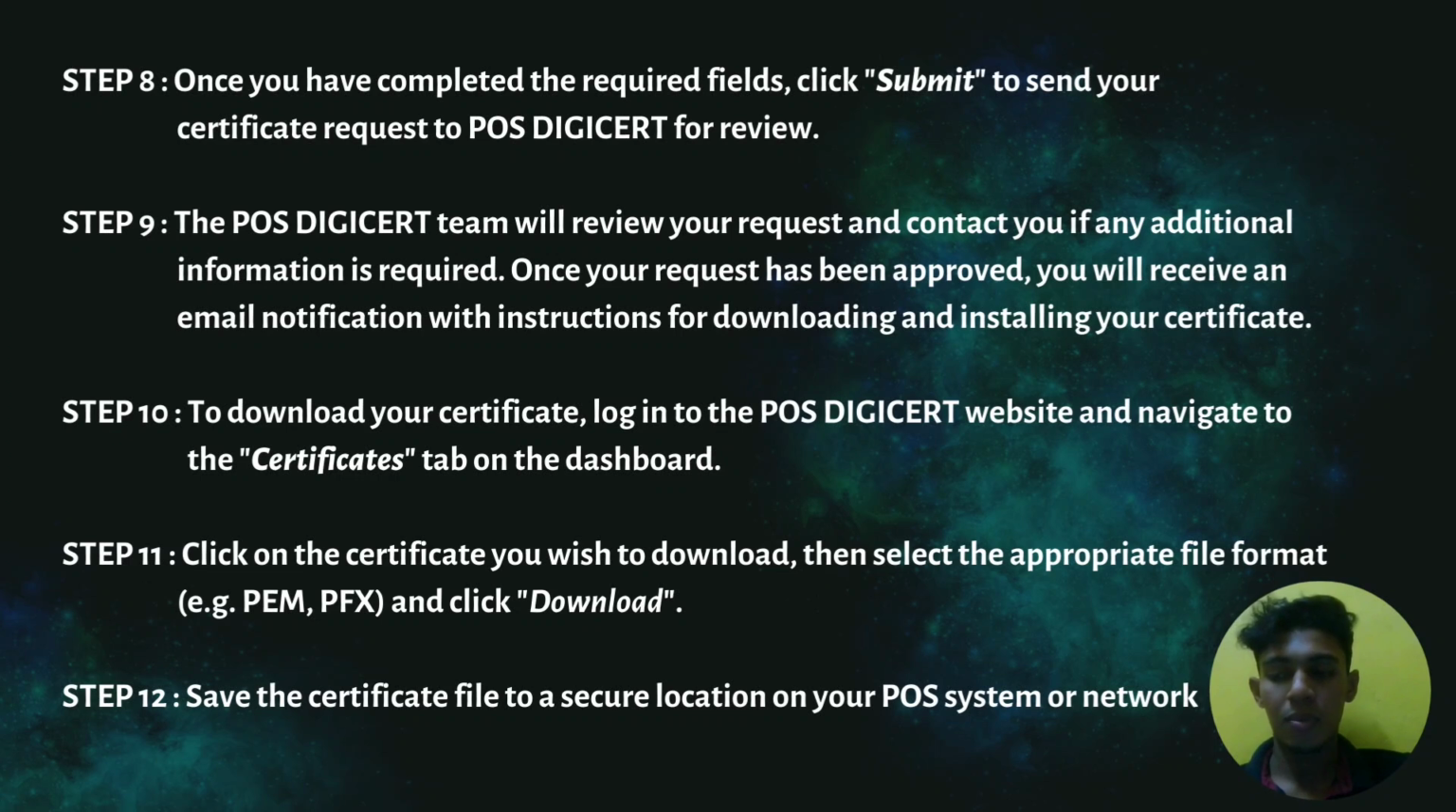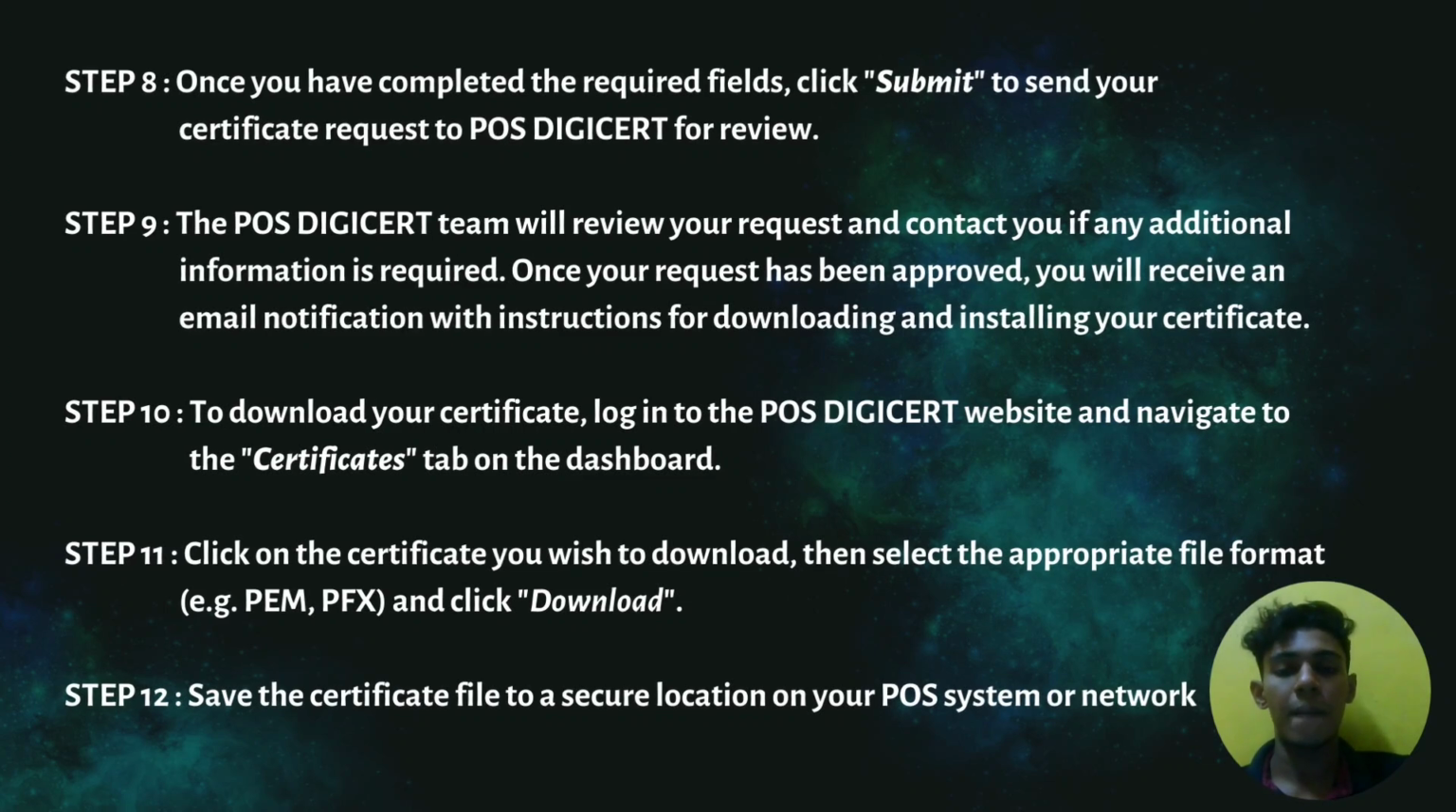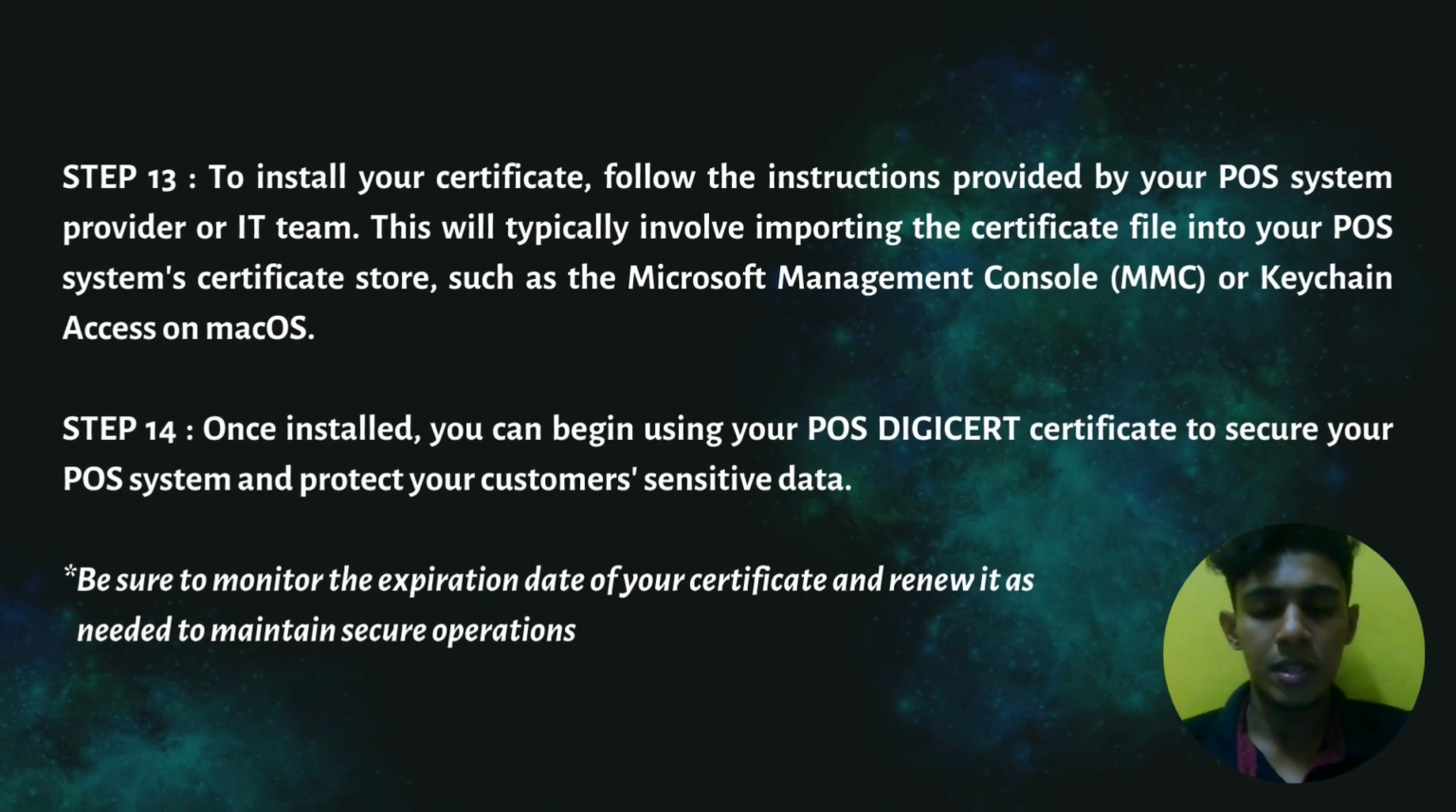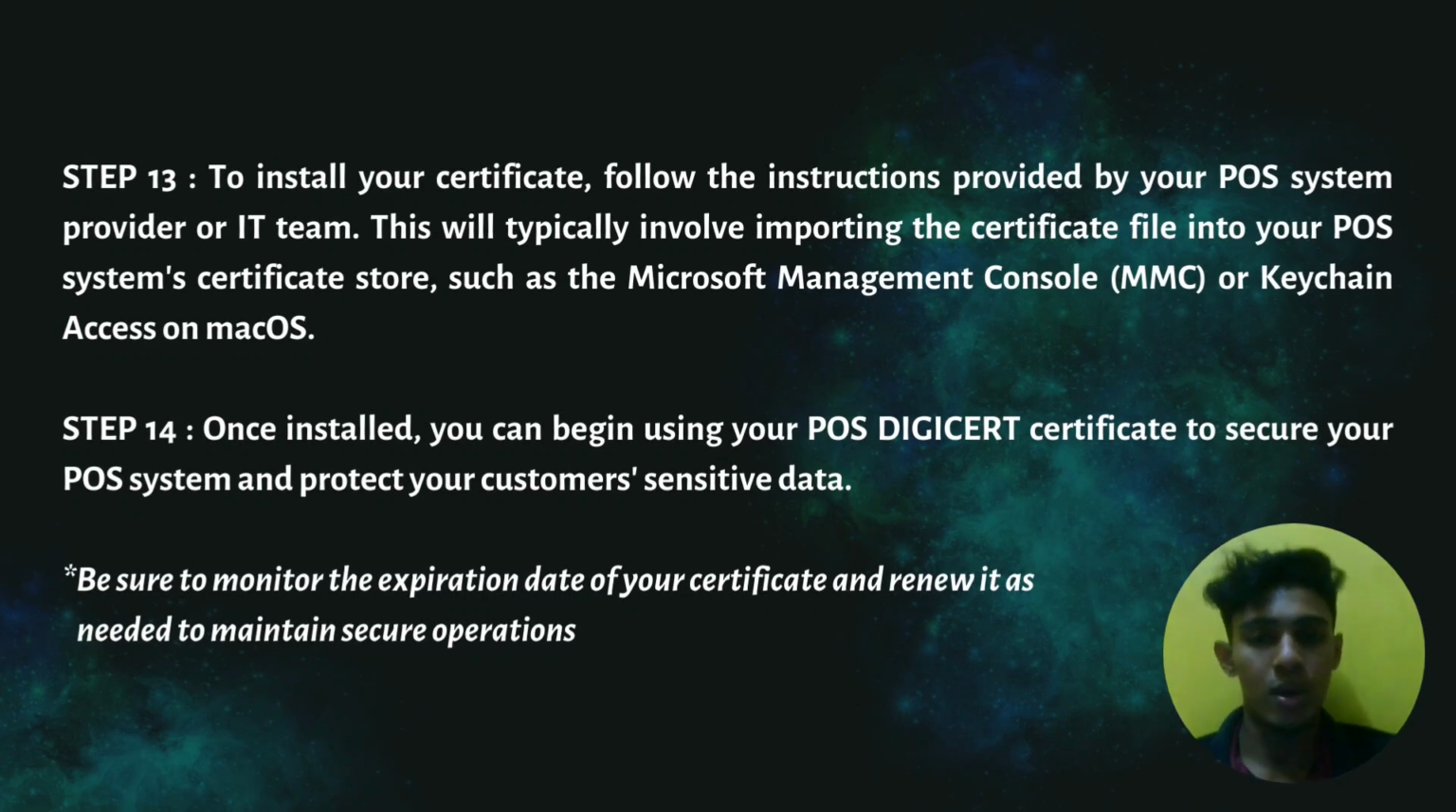So the next step will be click on the certificate you wish to download, then select the appropriate file format, for example PEM, PFX or PDF, and click the download button. So the final step will be save the certificate file to a secure location on your post system or network. Here you can see we almost reach the final step to complete your certificate request.